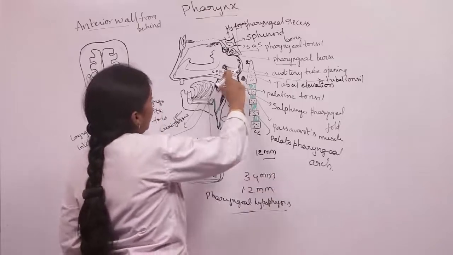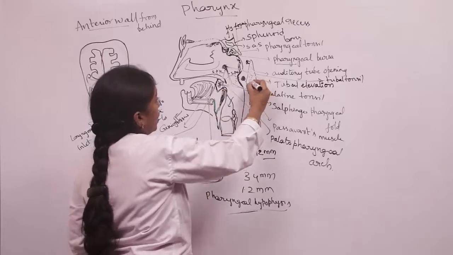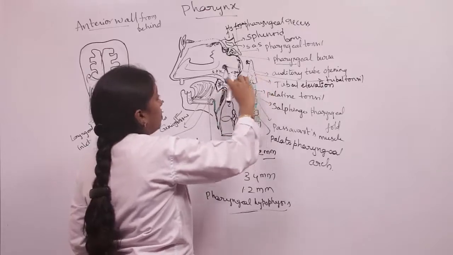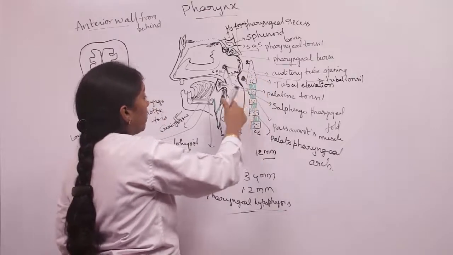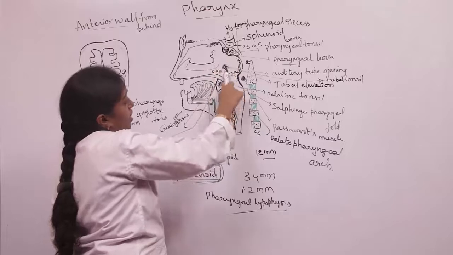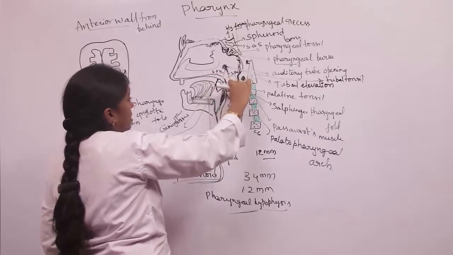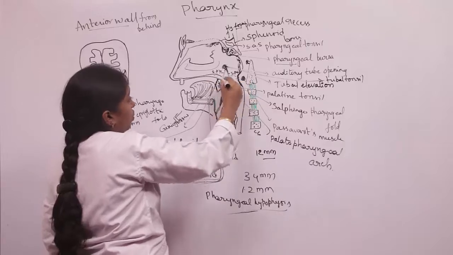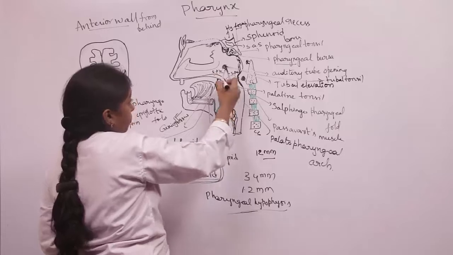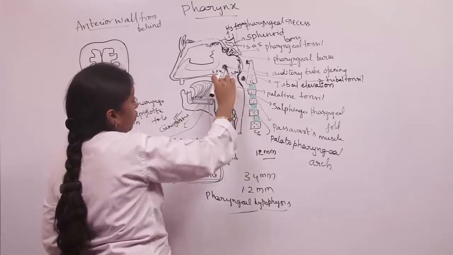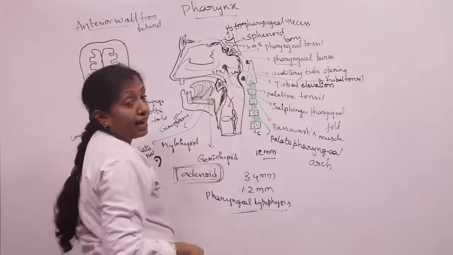About the lateral wall of the oropharynx: it is bounded behind by the C2 and C3 vertebrae. It communicates with the nasopharynx through the pharyngeal isthmus, and with the oral cavity through the oropharyngeal isthmus. Those are the boundaries of the oropharynx. Also, the lateral wall of the oropharynx consists of the tonsillar fossa, which lodges the palatine tonsil.